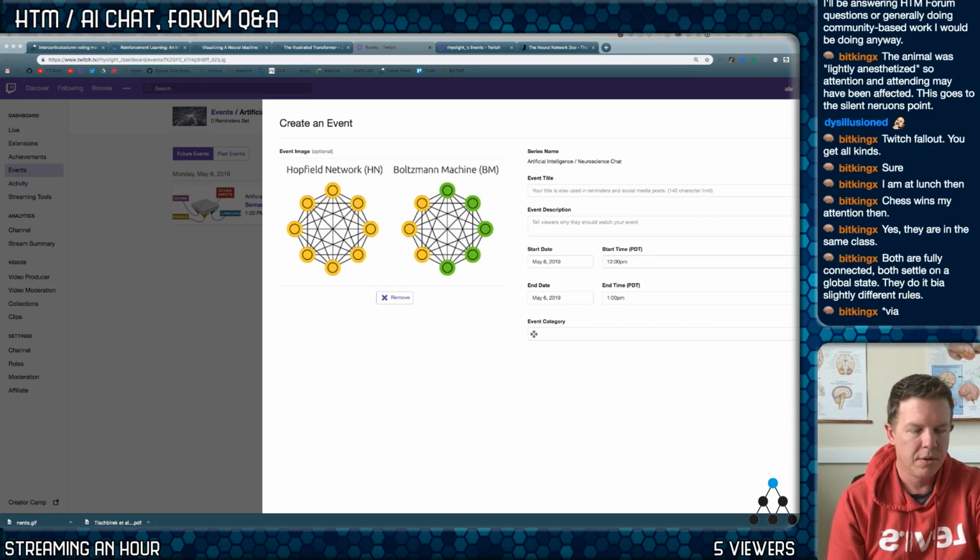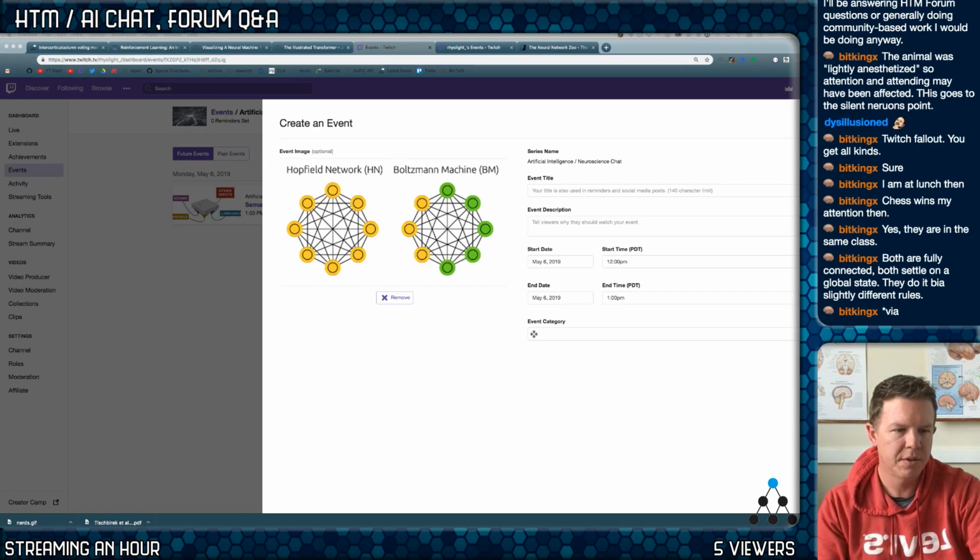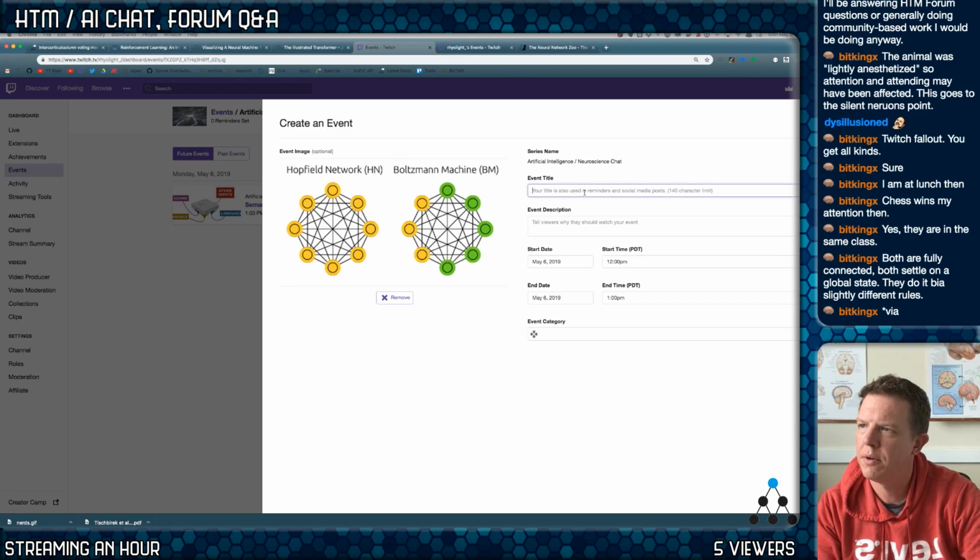Same class. Both are fully connected. Both settle on a global state. They do it via slightly different rules. All right, so we'll try and figure that out. Hopfield networks and Boltzmann machines.